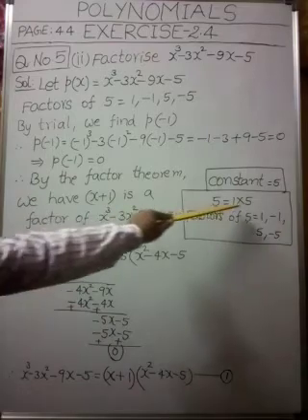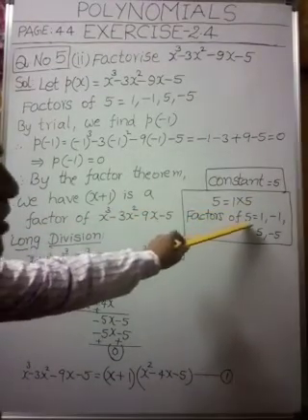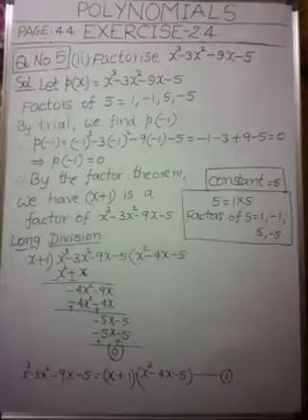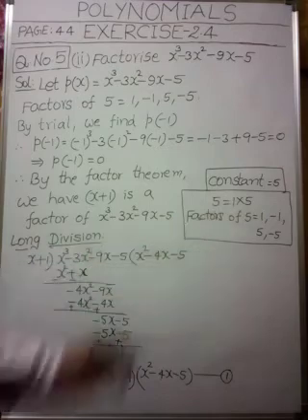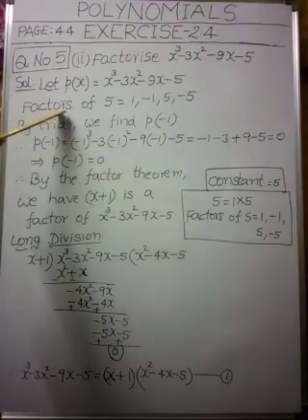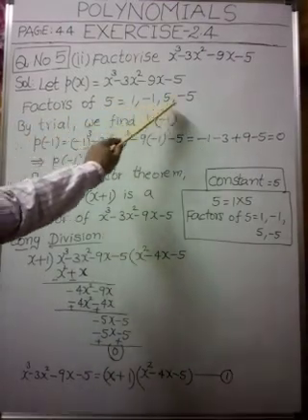For this 5 we write factors 1 into 5. Therefore, factors of 5 are 1, minus 1, 5, minus 5. For the previous question also, we have taken negative values. Here also, we follow the same step. Understood the step, my children? Factors of 5 are 1, minus 1, 5, minus 5.